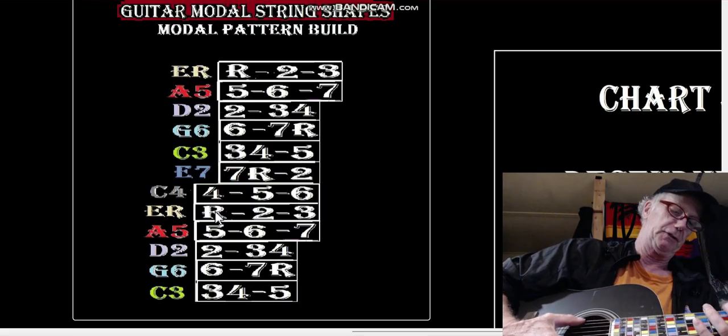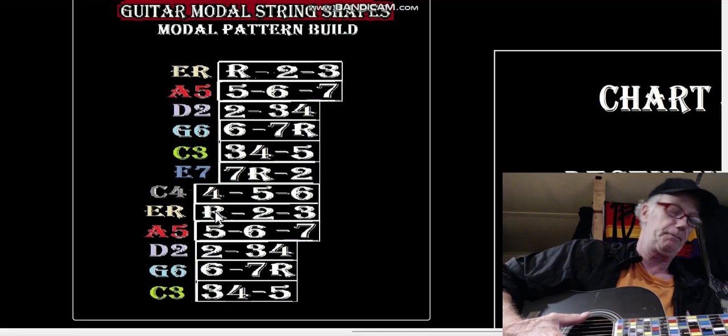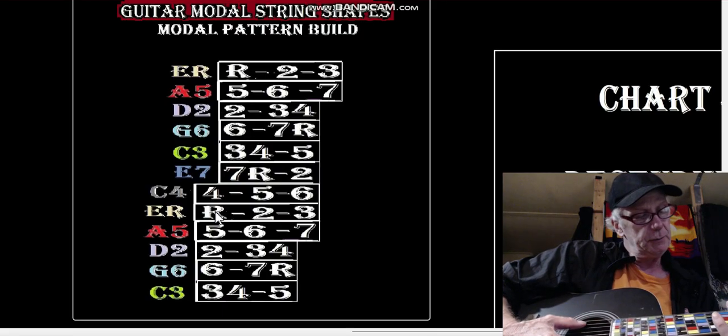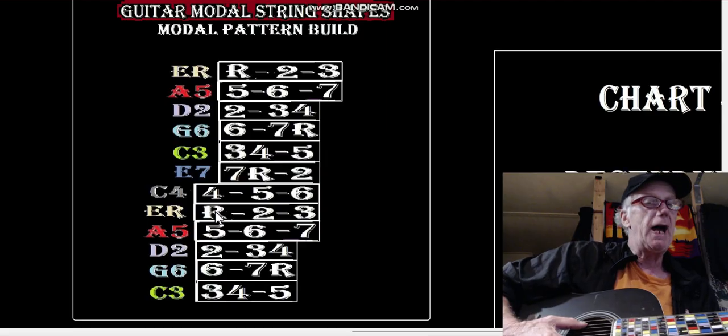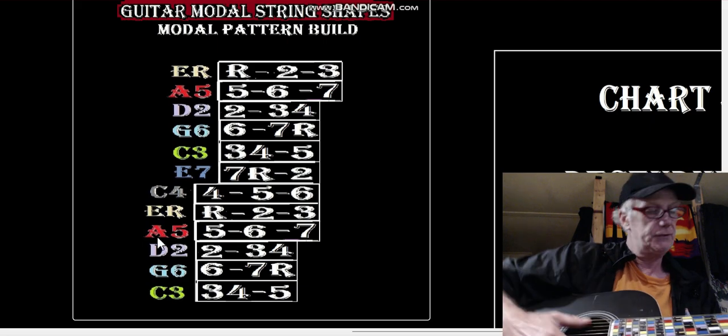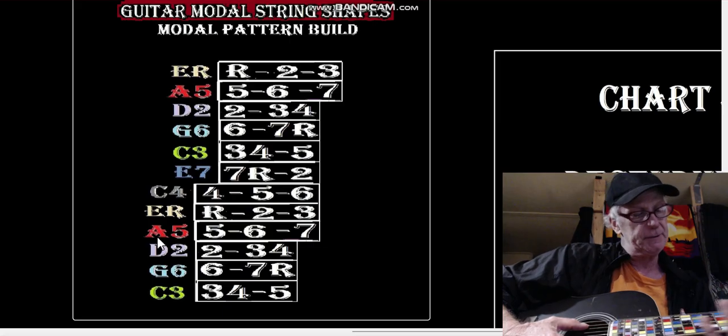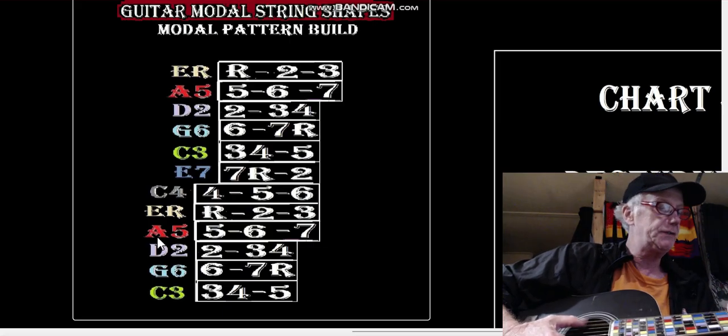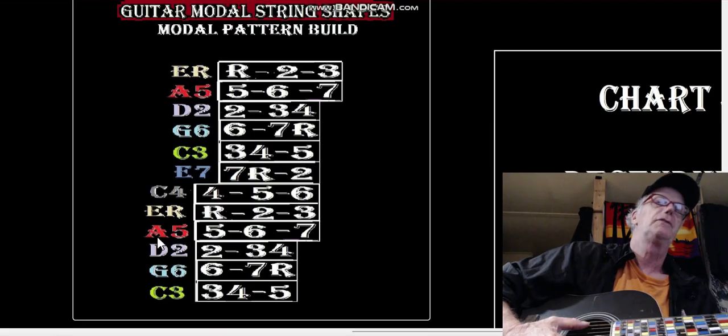Why? Because A string shape, fourth of that is the D string shape. Okay? And similarly with the Ionian here, we've got root 2, 3. When we go below that, it'd be a half step going from 3, 2, root to 7, 6, 5. From E to A, believe it or not, yep, that is its fourth. So it still fits the pattern. 3, 2, 1, 7, 6, 5.